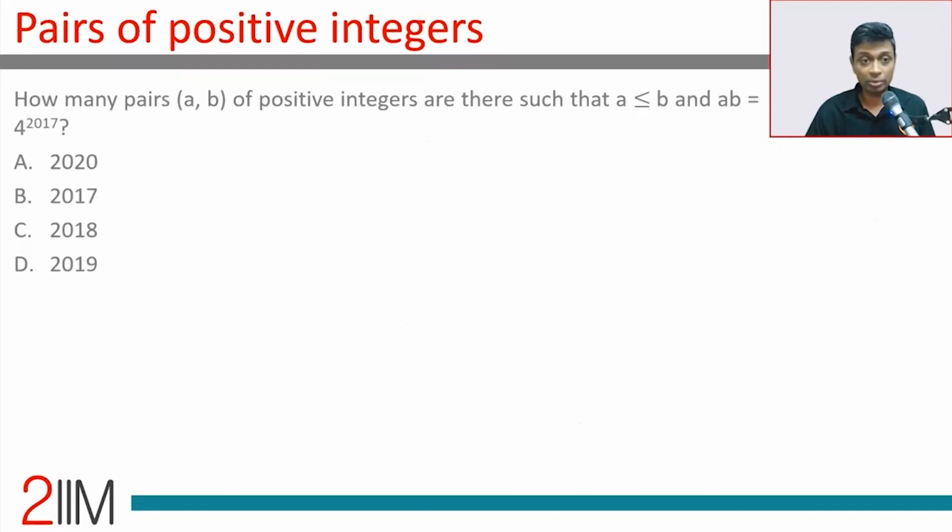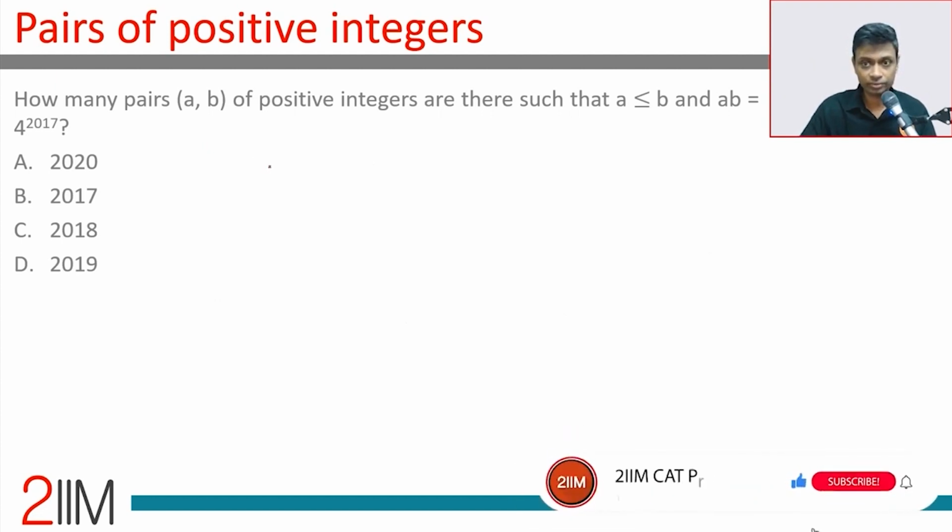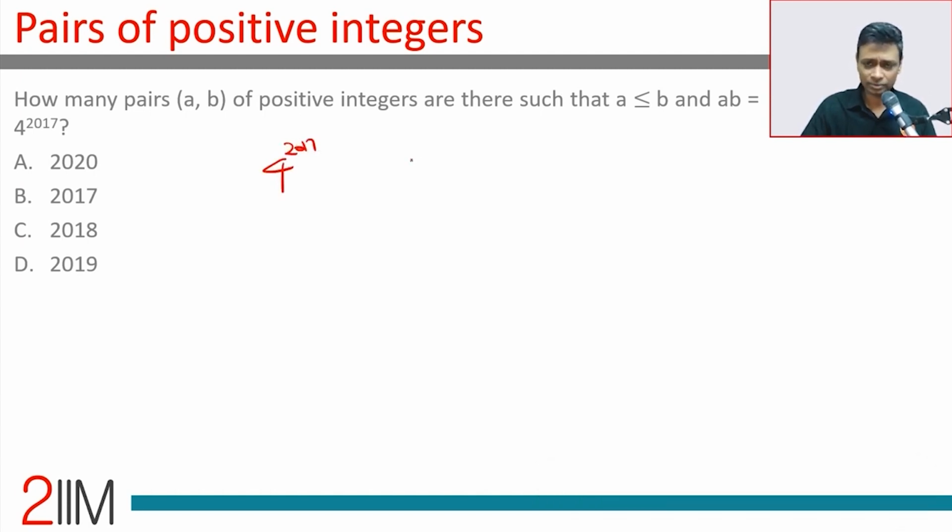How many pairs of a comma b of positive integers are there such that a is less than or equal to b, and ab is 4 to the power 2017? We want to write it as a into b. Product of two natural numbers is some number. And how many ways can that be done? We know how that can be done. Find the number of factors, divide by 2.